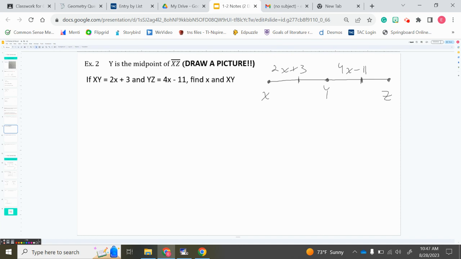So I drew the picture, and I put everything in that it told me to put in. Now they want us to find what x is equal to, so we're talking about these x's right here. And then XY, they want us to find what this segment is equal to. So again, if they're congruent, that means they're equal. So we're going to have 2x plus 3 equals 4x minus 11. I want you guys to solve for it. Tell me what x equals.